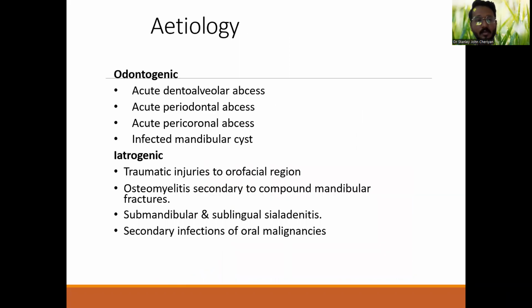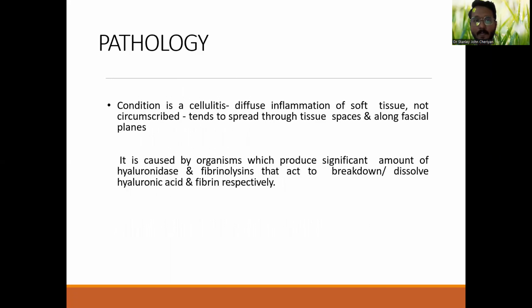So, coming to the etiology, odontogenic etiologies include dental abscess, periodontal abscess, pericoronal abscess, and infected mandibular cyst. Others include traumatic injuries to the orofacial region, osteomyelitis secondary to a compound mandibular fracture, submandibular or sublingual gland infection, and secondary infections from oral malignancies.